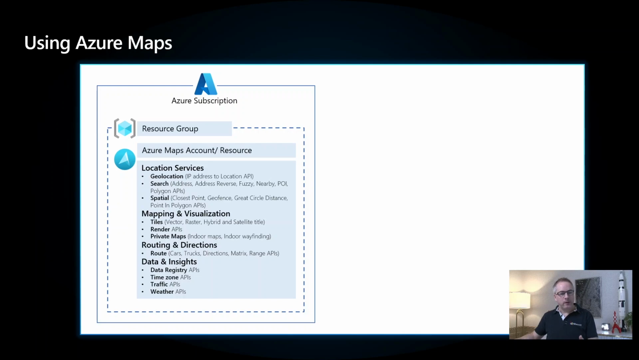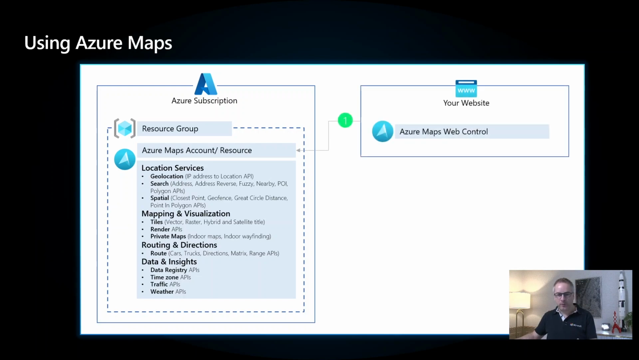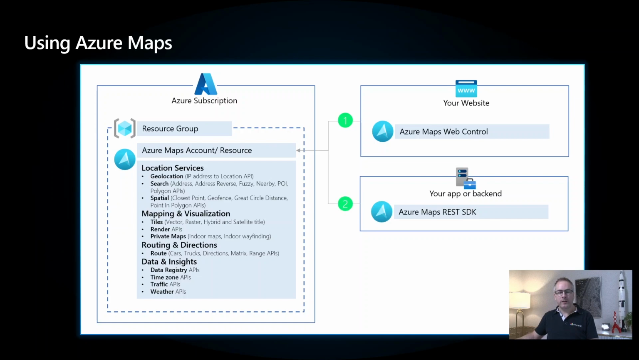So how do you consume Azure Maps? We have three types of options. The first option, when you have a website or a mobile application, is to use the Azure Maps Web Control. The Azure Maps Web Control is a JavaScript-based library that can be embedded in your website and or in your mobile application. The second option is to use one of the backend APIs from Azure Maps.